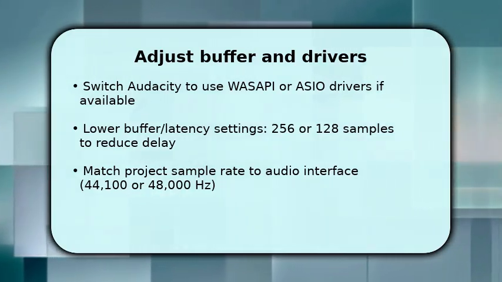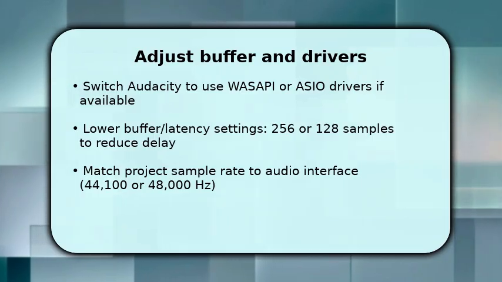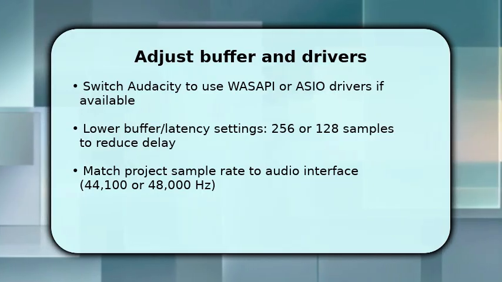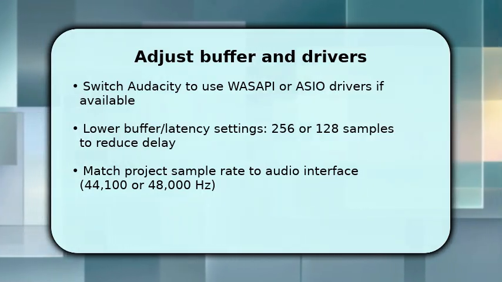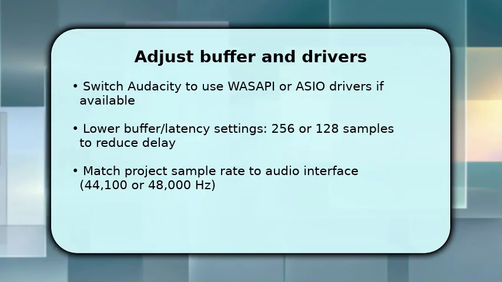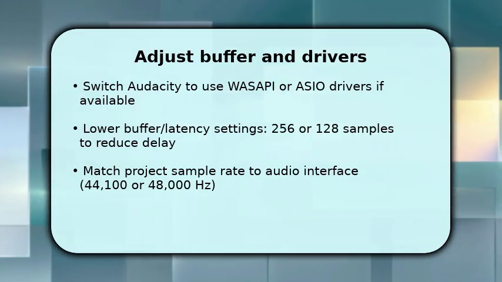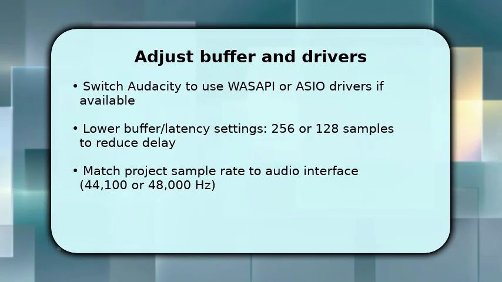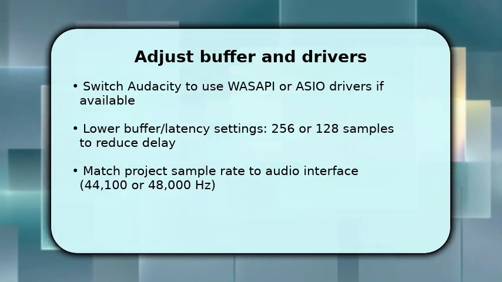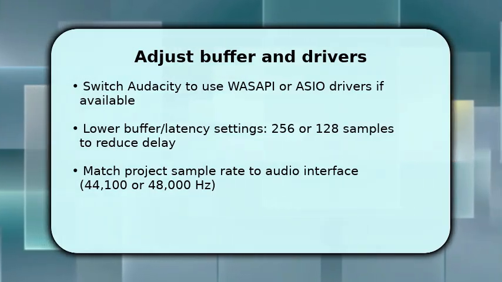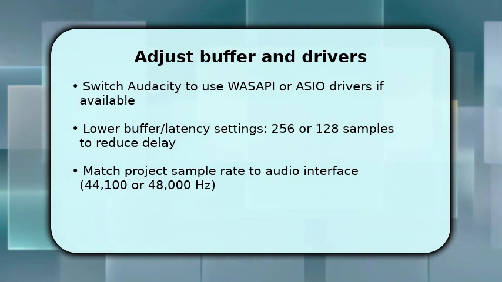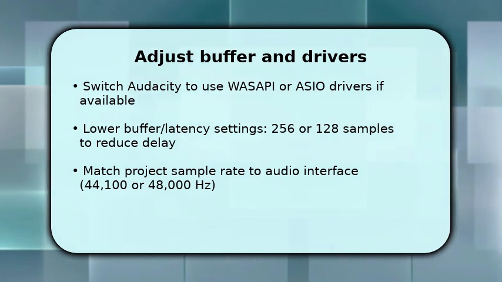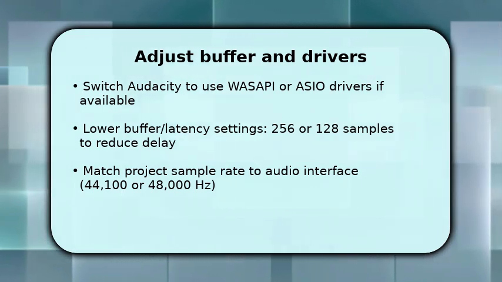Then open Preferences Recording and reduce the buffer size. Try 256 or 128 samples. Smaller buffers lower delay but increase CPU load. Make sure the project sample rate matches your interface, for example 44,100 or 48,000 Hz, because mismatches force resampling and add latency. Once set, test with a quick recording to measure delay.